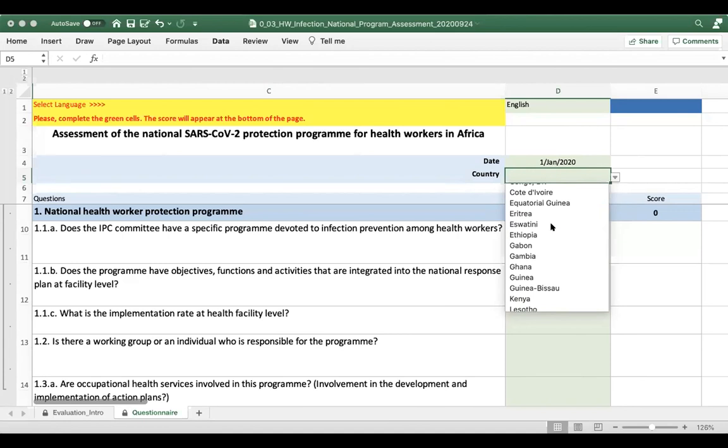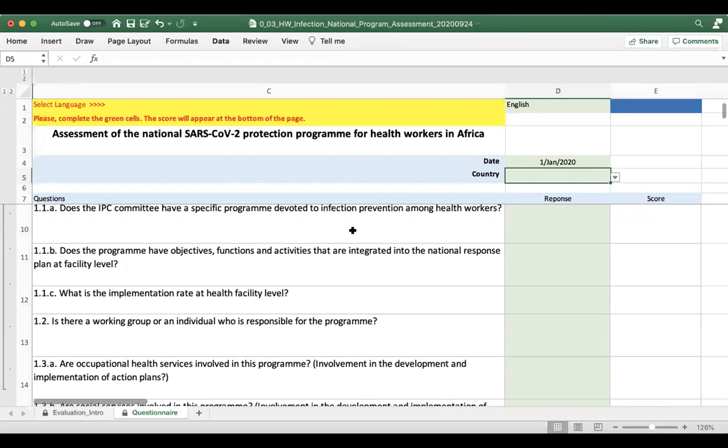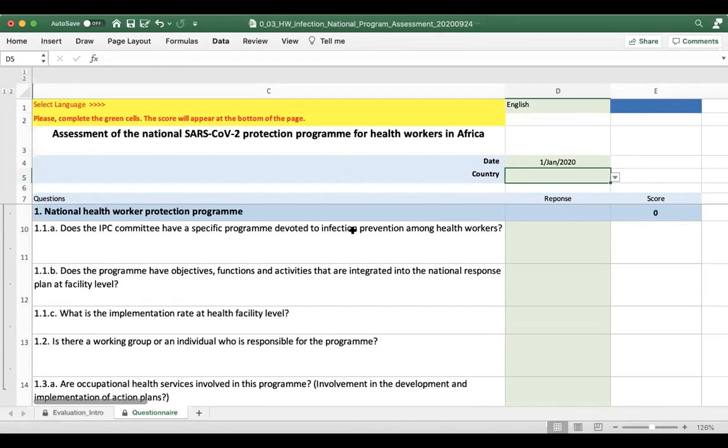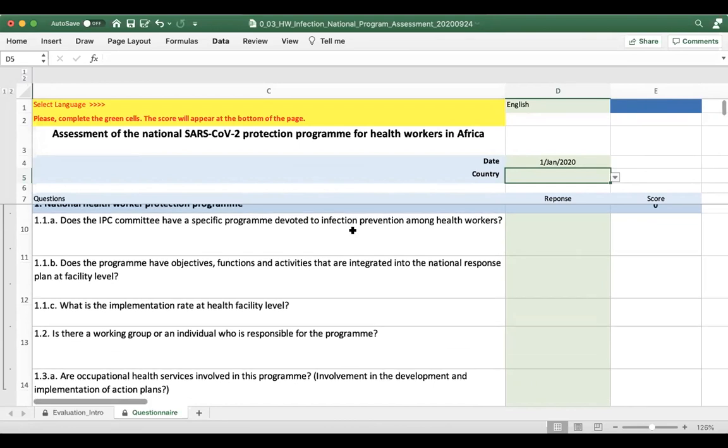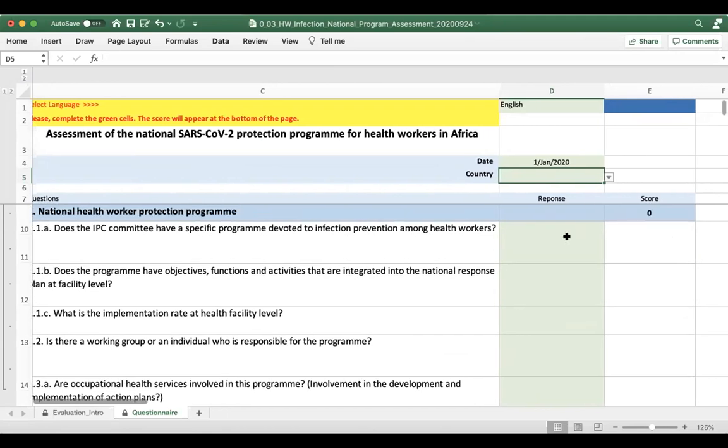There are 5 domains that are addressed in this tool. The first domain is the overall National Healthcare Worker Program. And as you can see under domain 1, a series of questions are asked in terms of your national program. If you wouldn't mind, Nancy, going over to the response box for question 1.1a, a drop-down menu pops up and yes or no responses are available for you to respond.